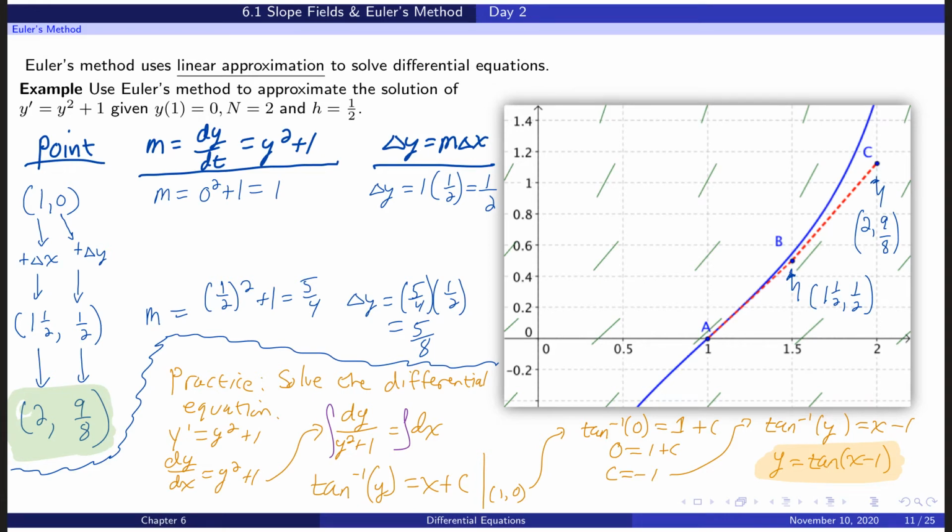Here are the notes for section 6.1, day 54, and also day 54 includes the first part of section 6.2. So this is our second day on section 6.1. The title is Slope Fields and Euler's Method, and Euler's Method looks like this.